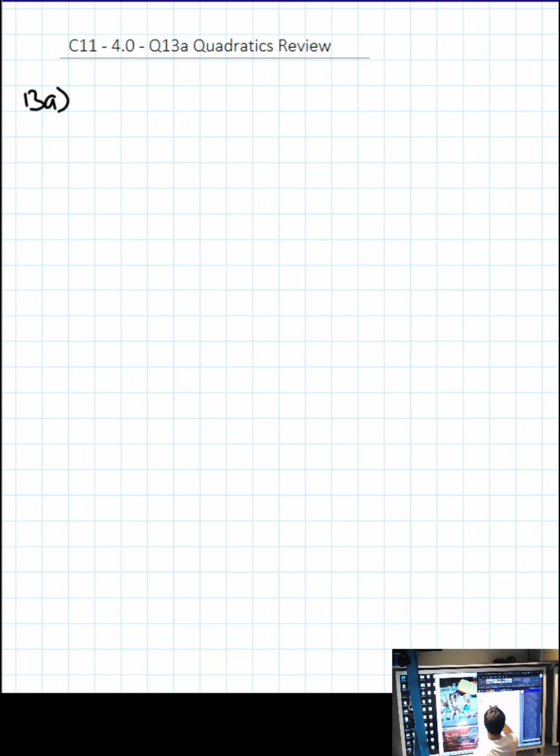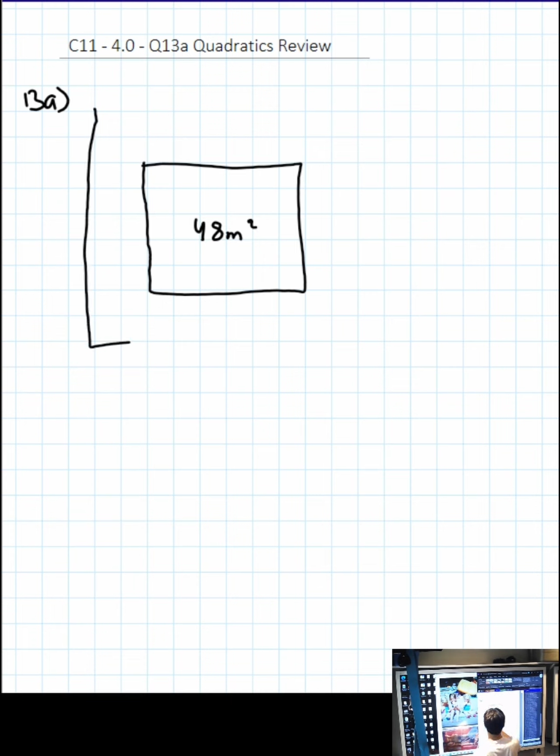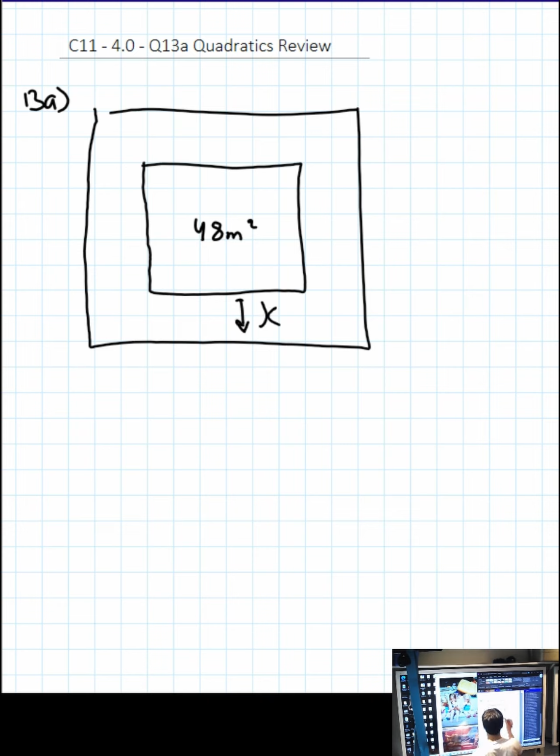Okay, a pool area. So let's draw a pool and maybe write, so now the area of this pool is 48 meters squared. Okay, this pool is surrounded by a deck of equal width of length x, on both locations. So the pool and the deck have a combined length and width of 10 meters at the bottom and 8 meters off to the right. So we want the dimensions of the pool.